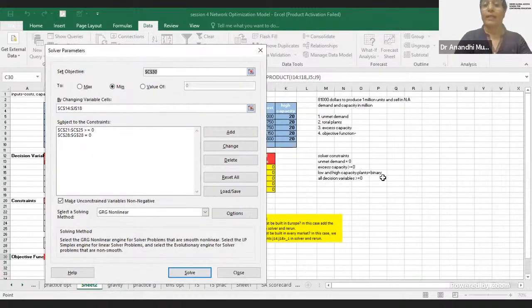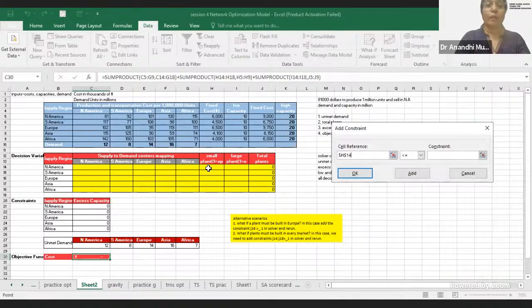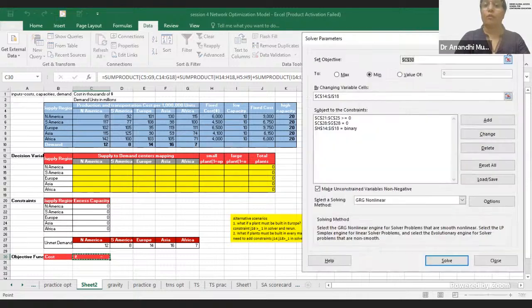Then low and high capacity plants should be binary. That means for any number, I should get either 0 or 1, and nothing else, no negatives and all that. So that is why I'm giving that the low and high capacity plants should be binary. Okay, fine.